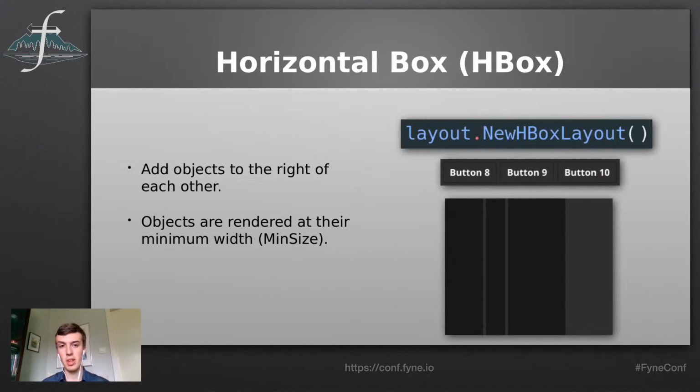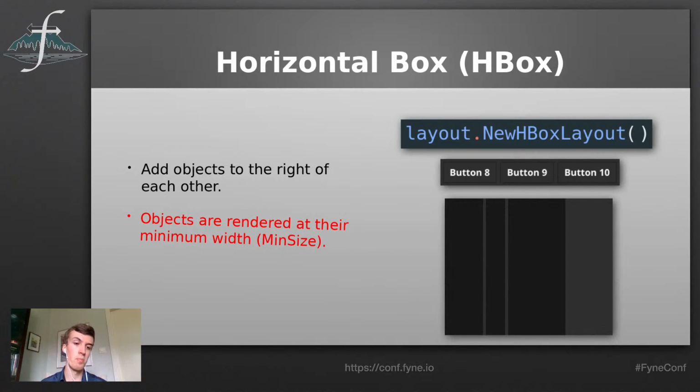So let's jump into the first layout. And in our case, this is the horizontal box, or HBox for short. And it works in the sense that you add objects to the right of each other. So the first object is going to be the one that you see here, and then the second will be here, and the third will be here. And all the objects here are rendered at their minimum size, or the minimum width of their minimum size.